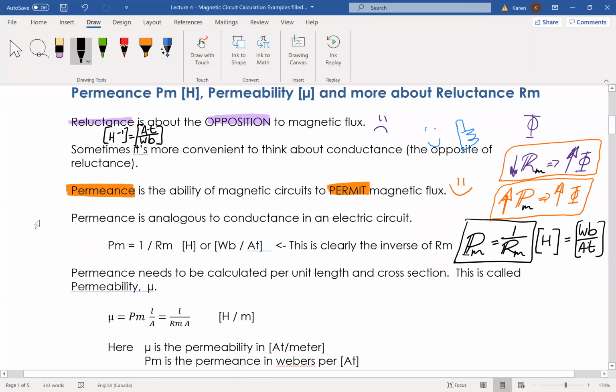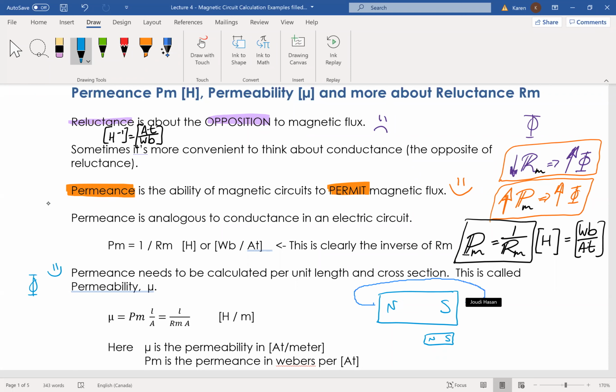Which one has more permeance? Remember, permeance is the inviting flux, right? Which one has more permeance if they're both made out of the same material? Yes, somebody is writing on this, exactly. This one is more inviting. It's going to have a higher amount of flux, right? This one is going to have less flux because it's smaller.